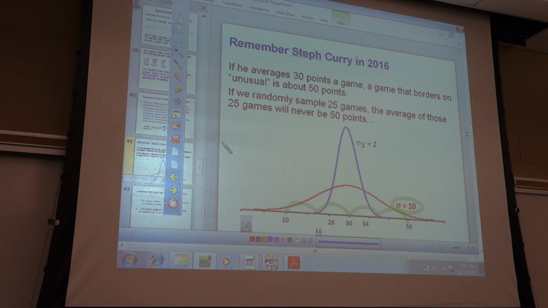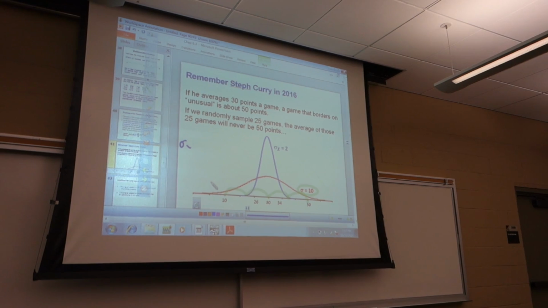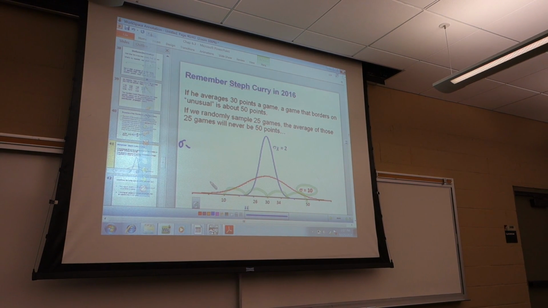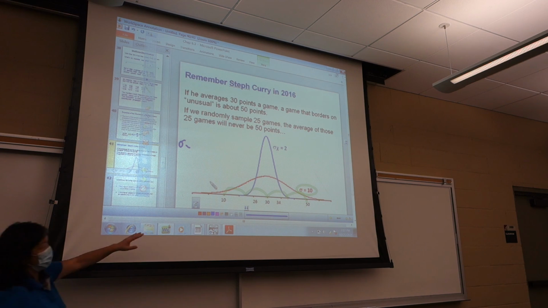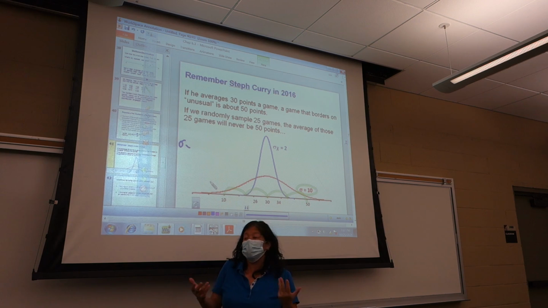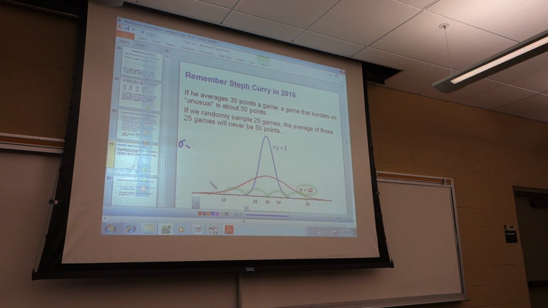What does the central limit theorem say? It says my sigma x bar should be my regular standard deviation divided by the square root of n. What's my standard deviation? And what's my sample size, n? How many games did I pick? 25. That's my n. What's the square root of 25? 5. 10 divided by 5 is 2. So then my sigma x bar will be 2.